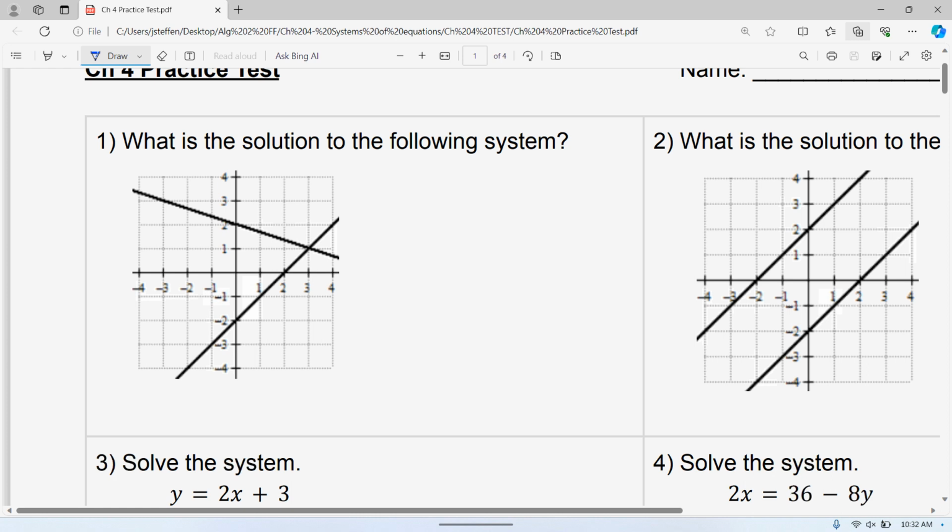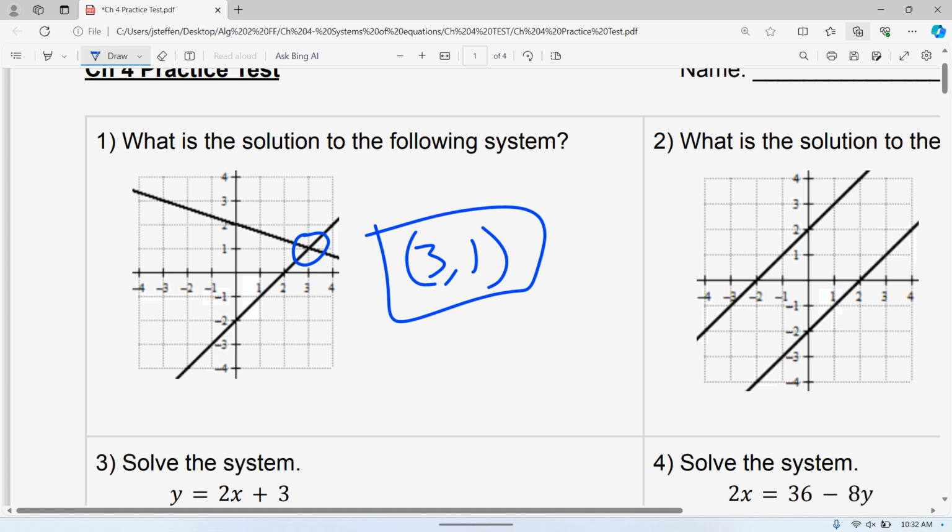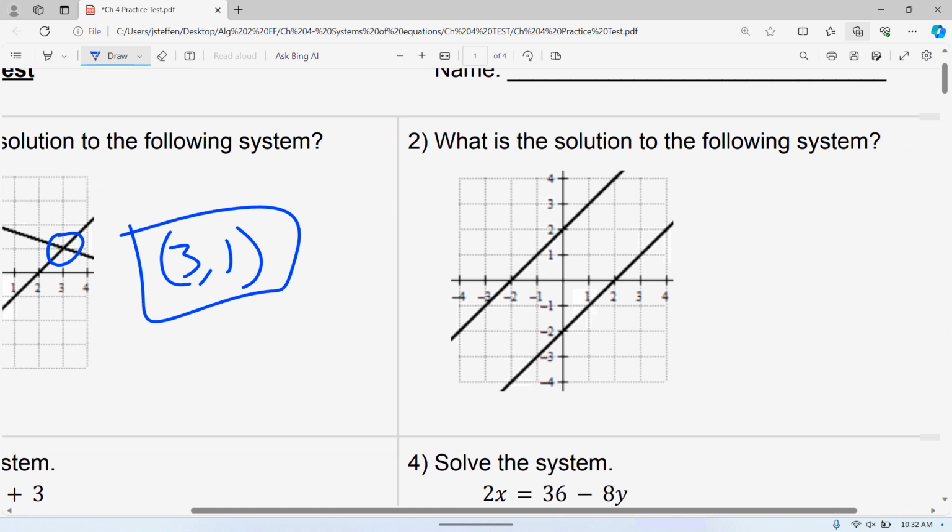Be pretty easy for you guys. You don't have to graph it. It has to graph, but it's just where they intersect right here. So that is over 3, up 1. So 3, 1 is your ordered pair for that one.